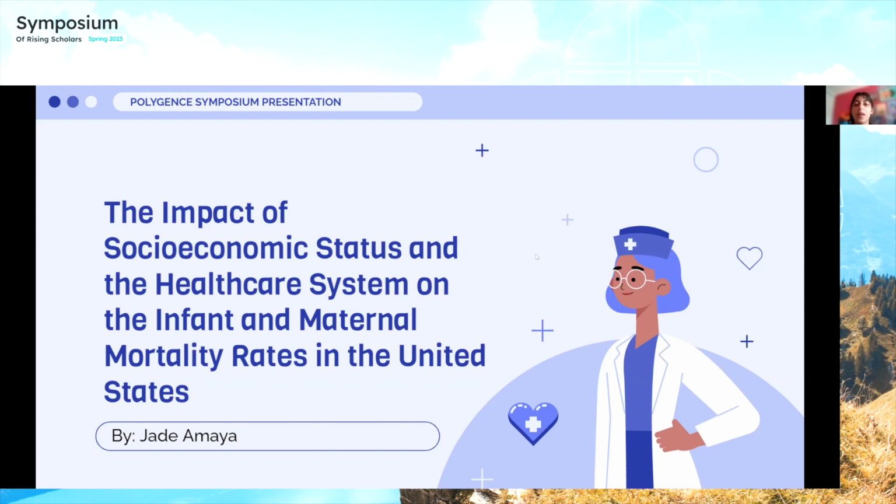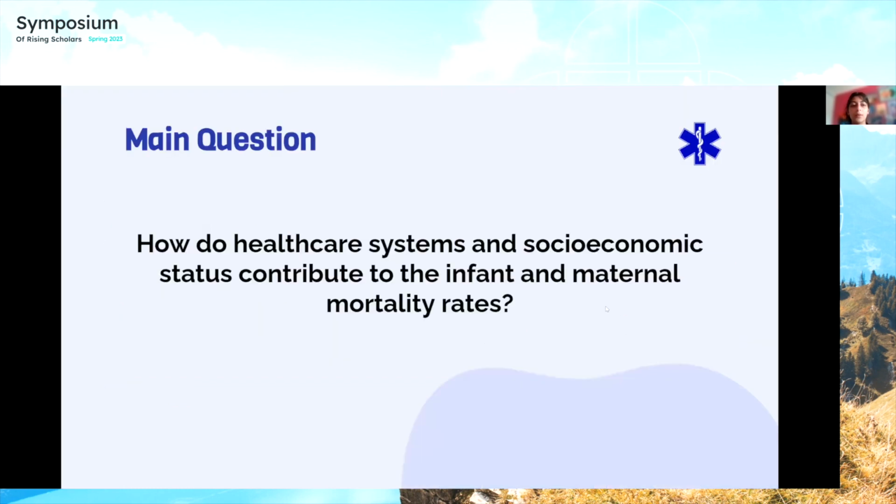The topic that I'll be going over today is the impact of socioeconomic status and the healthcare system on the infant and maternal mortality rates in the United States. For this project, the main question is how do healthcare systems and socioeconomic status contribute to the infant and maternal mortality rates? Socioeconomic status being your social status as well as your economic status. So this includes race and income.